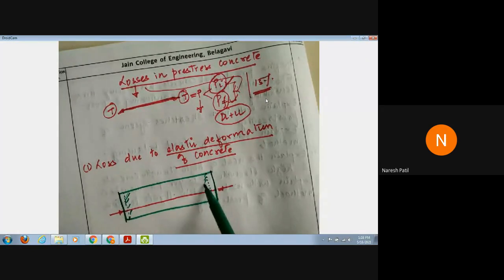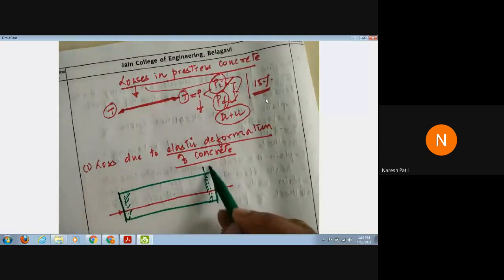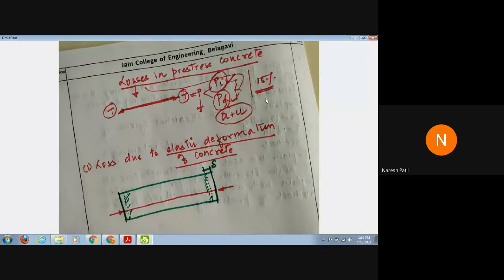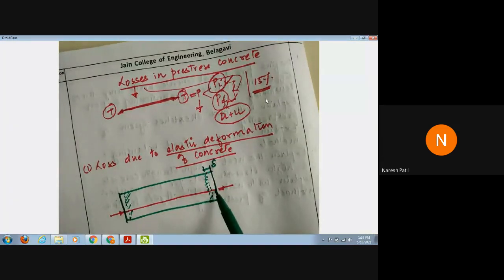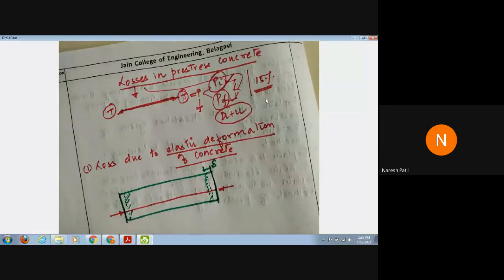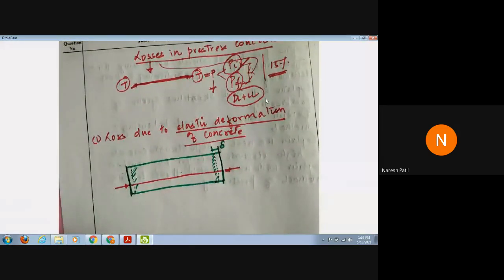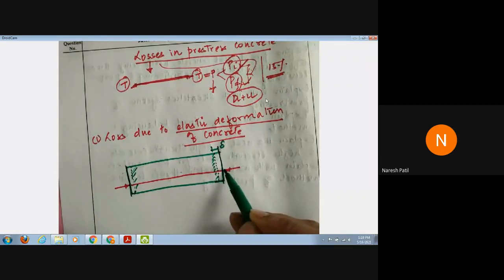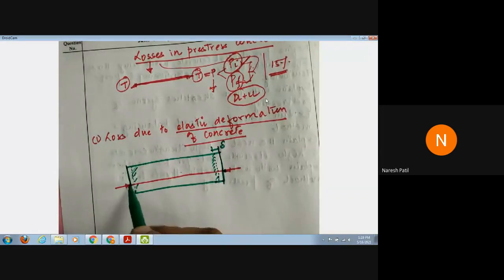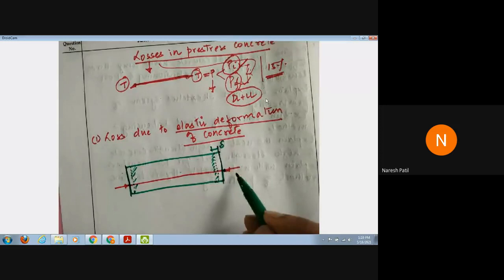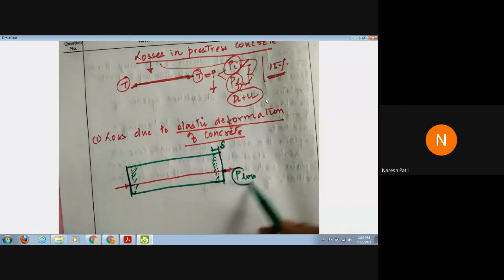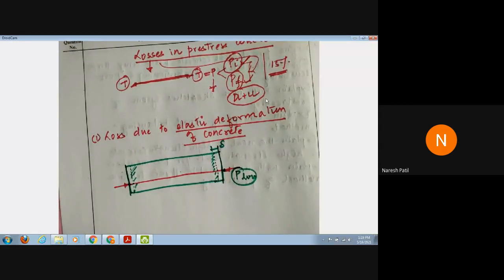So what happened here? There is a deformation delta. So if the concrete shifts inside, what will happen? Whatever prestressing force is applied at this end, it has to shift. So during the deformation of concrete, there will be loss of pre-stress in the tendon.